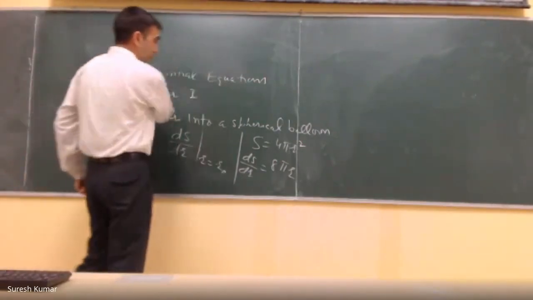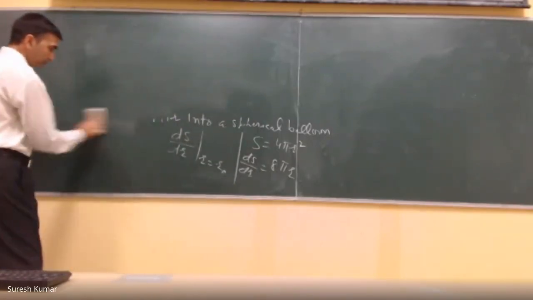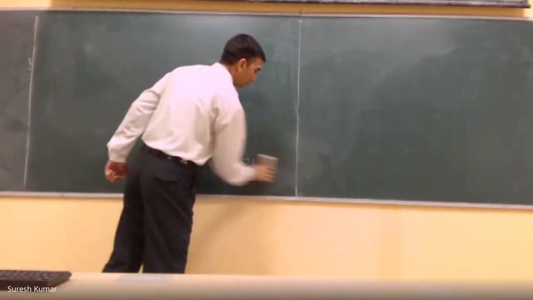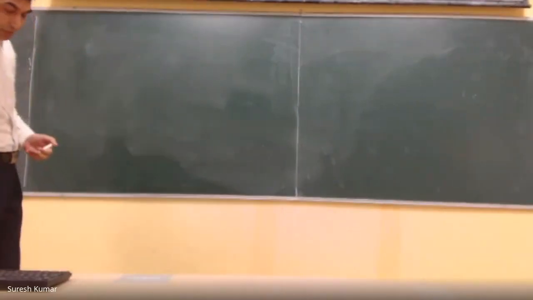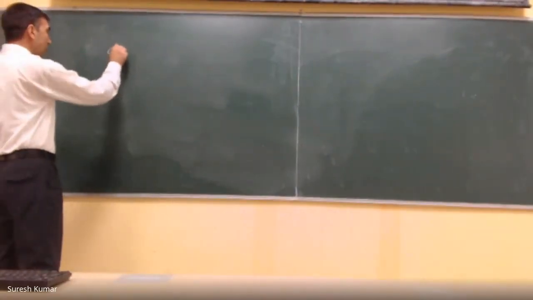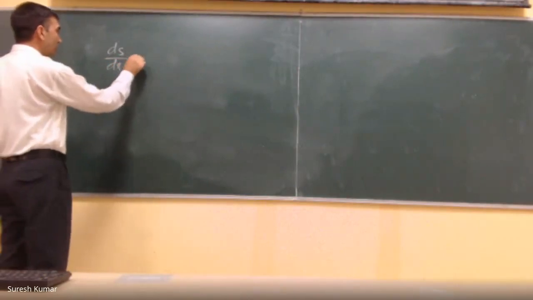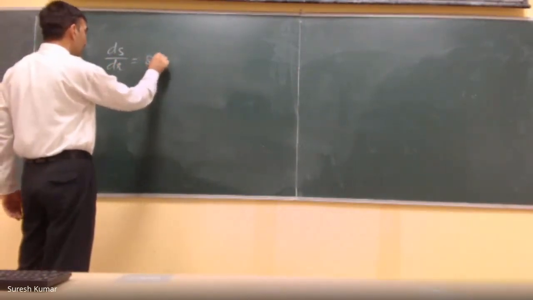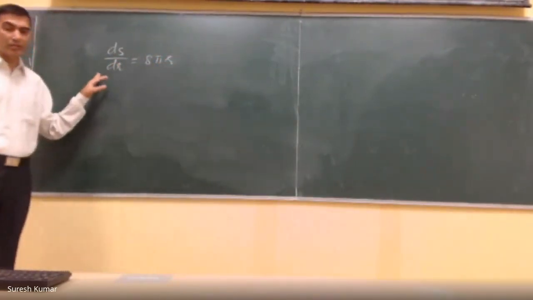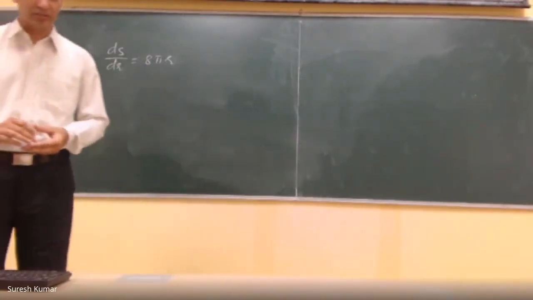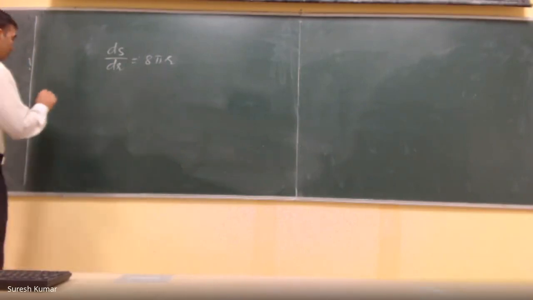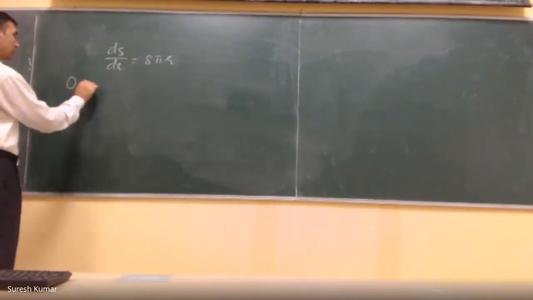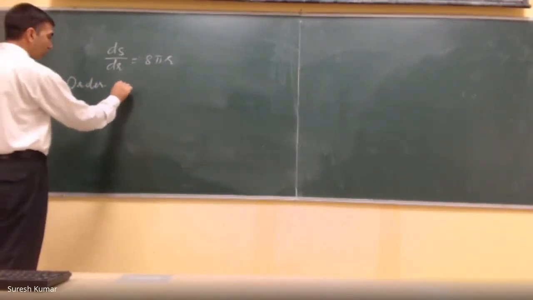So let us move to the next definition. By the way, in the differential equation, what is dependent variable and independent variable? R is independent variable and S is dependent variable. Next thing, order and degree.